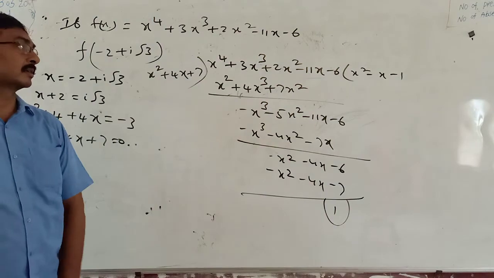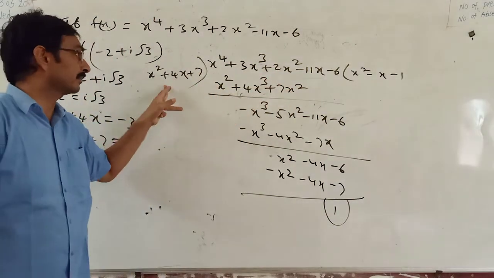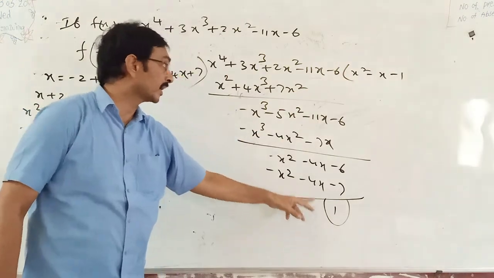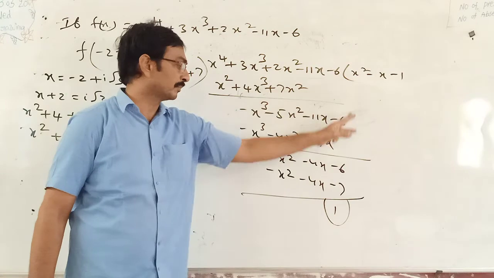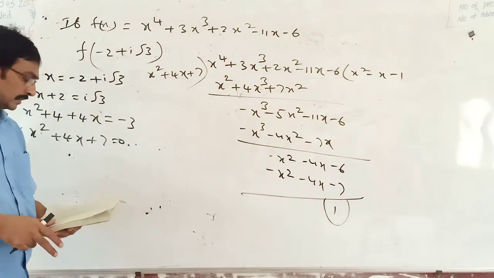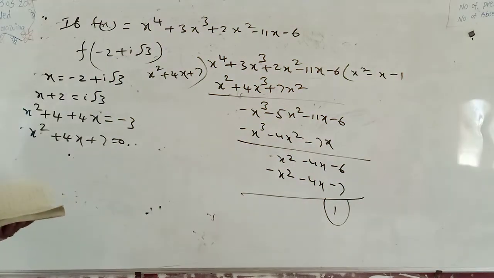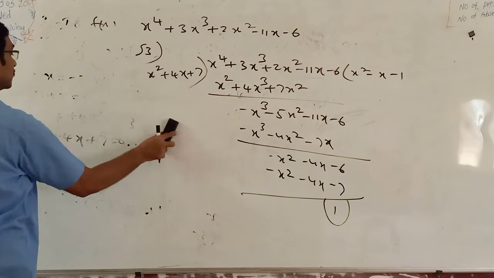So the answer is plus 1 because the dividend equals divisor into quotient plus remainder. But the divisor value is 0, thus divisor into quotient is 0, plus 1 remainder, a constant. Next, see properties of complex numbers.